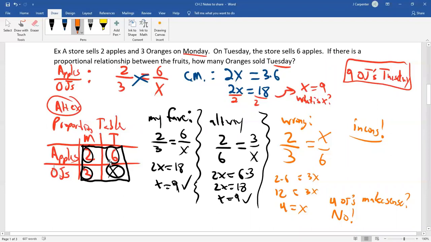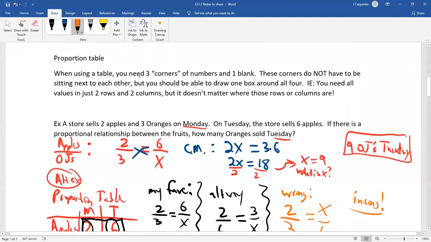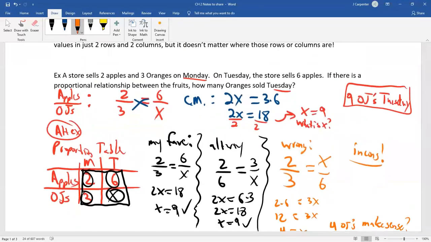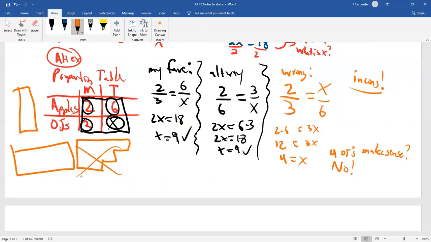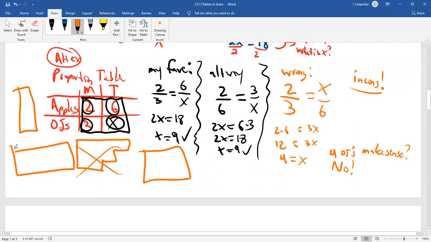So this was a simple proportion table because there were no gaps. Again, these instructions say these corners do not have to be all sitting next to each other as long as you can draw that box around 4 corners where 3 of them have numbers. Now, when I say box, I mean a box. I don't mean something that looks like this. That's not what I mean. You have to draw a rectangle. It can be a tall rectangle. It can be a wide rectangle. It can be a perfect square. But you can't zigzag. It has to be a quadrilateral box.